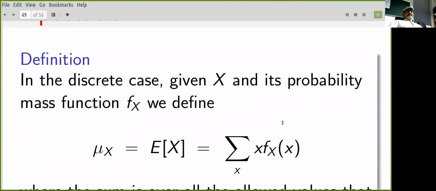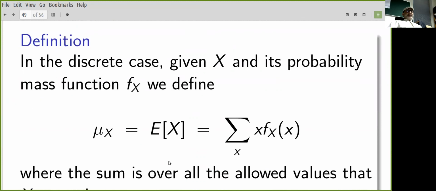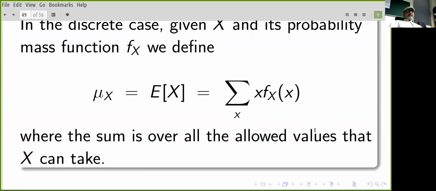Okay, so this is the definition of the expectation, mu sub x or E of X, the expectation of the random variable X. In the discrete case, when you have the PMF f sub x, you get that by the summation over all allowed values of small x times f sub x of x. So that weighted average is the expectation.